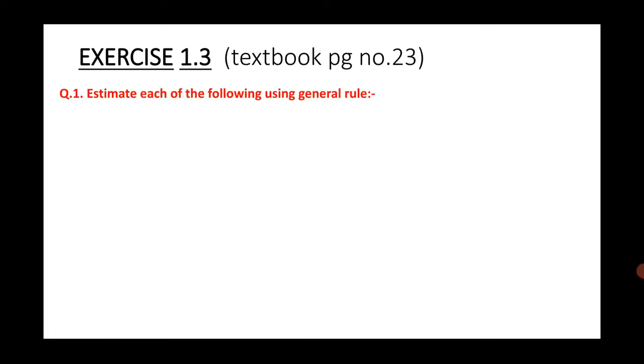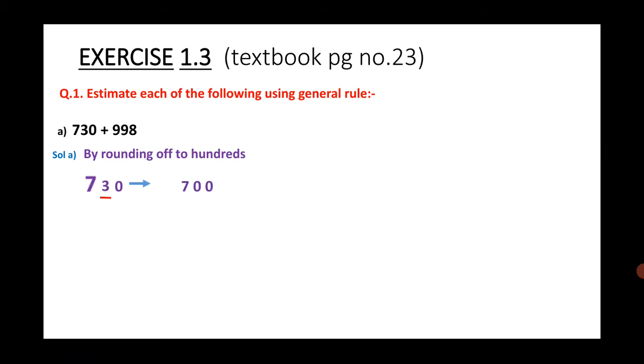The very first question is: estimate each of the following using the general rule. Dear students, just see here I have 730 plus 998. Now what I need to do is round off to 100. In 730, 7 is in the 100th place. This is ones, this is tens, and this is 100. To the right of 7 it is 3, and 3 is smaller than 5, so we will not add anything to 7. Simply we will write 7 and the rest of the digits will turn to 0.